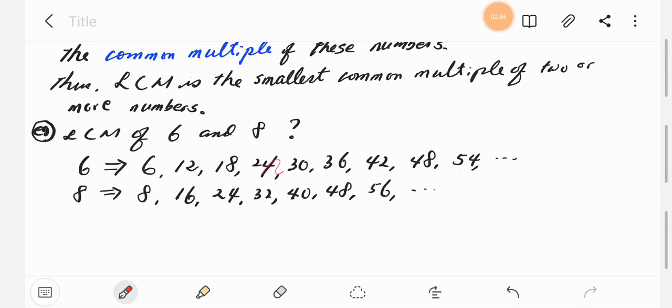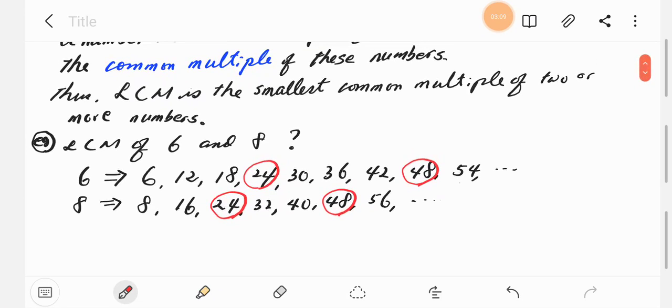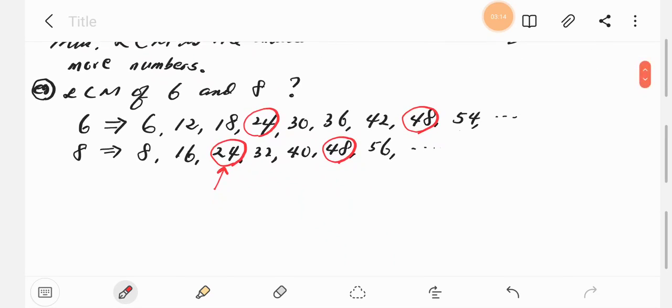Isn't 24 a common multiple? So 24 is a multiple of 6 and 8 as well. There's another one, 48, a multiple of both 6 and 8. So there are many common multiples of these two numbers, and the smallest one is 24.